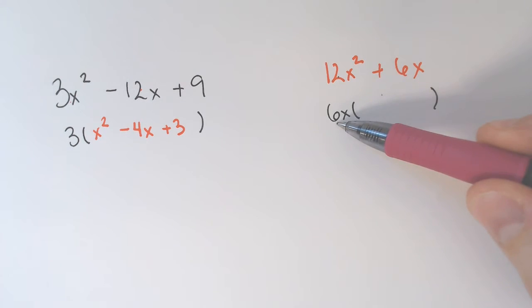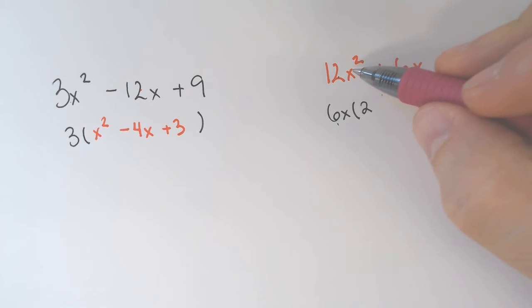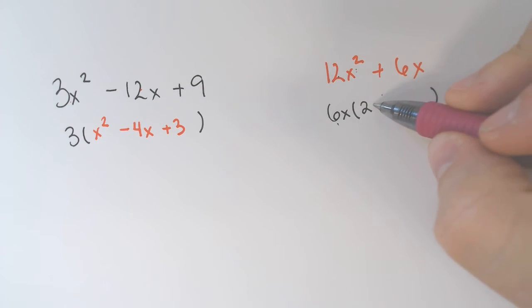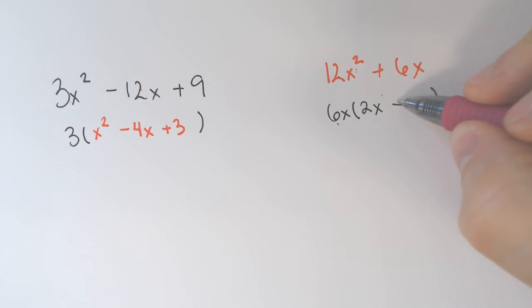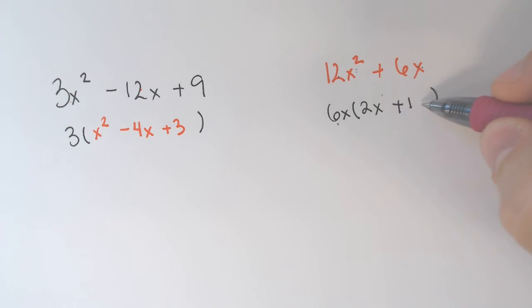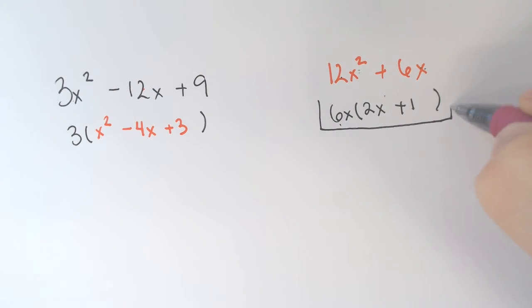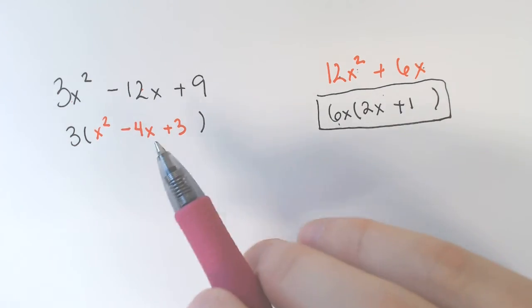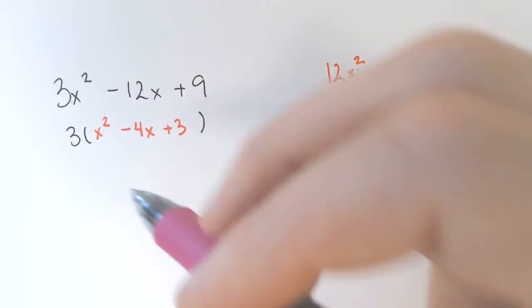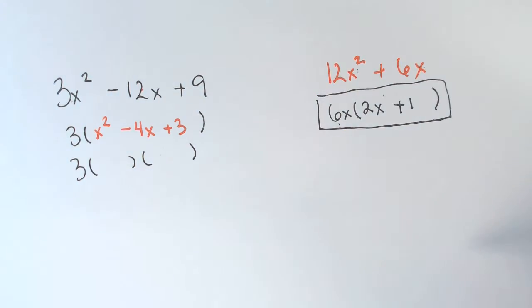And 12 divided by 6 is 2. And if you take away an x, you'd have a 2x. And 6 divided by 6 is 1, and if you take away an x, you're just left with the 1. And this would be our final answer. I'm going to be coming back to this one at the end of the video, so stay tuned to that if you are interested in factoring that further, because it will end up being something like this at the very end.